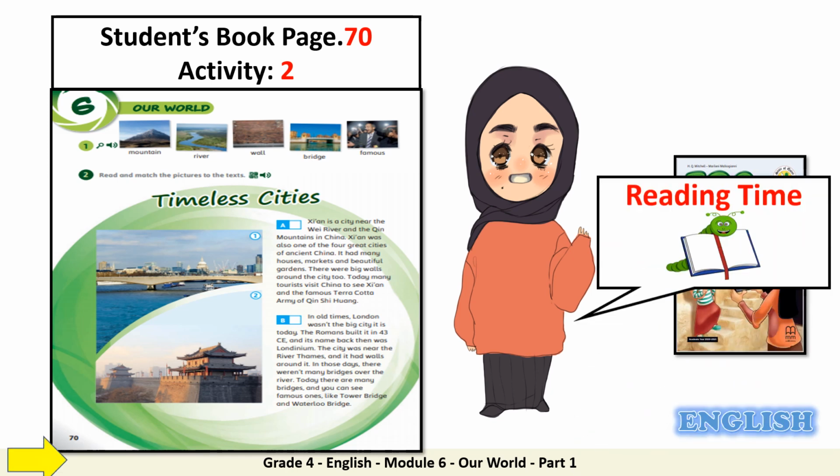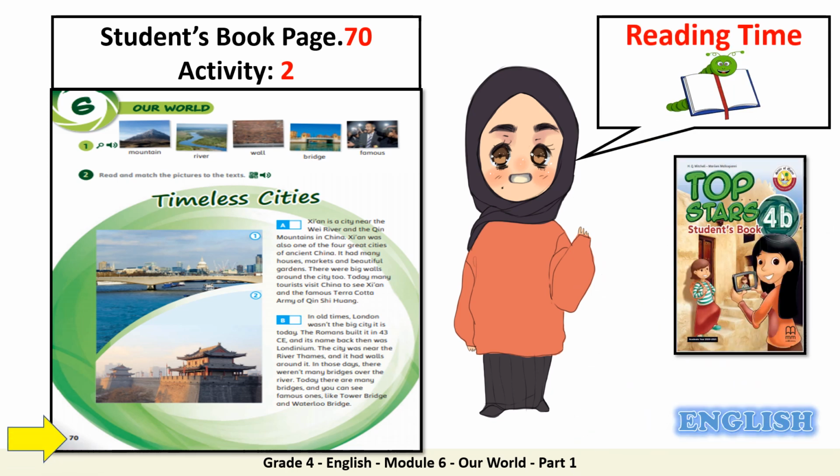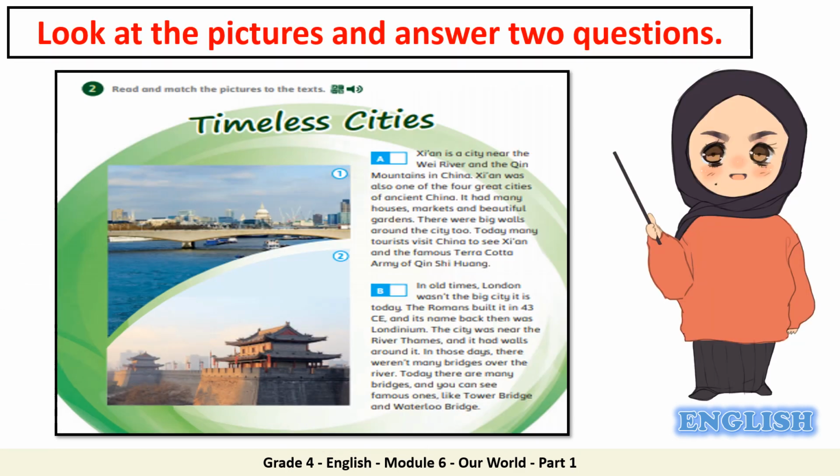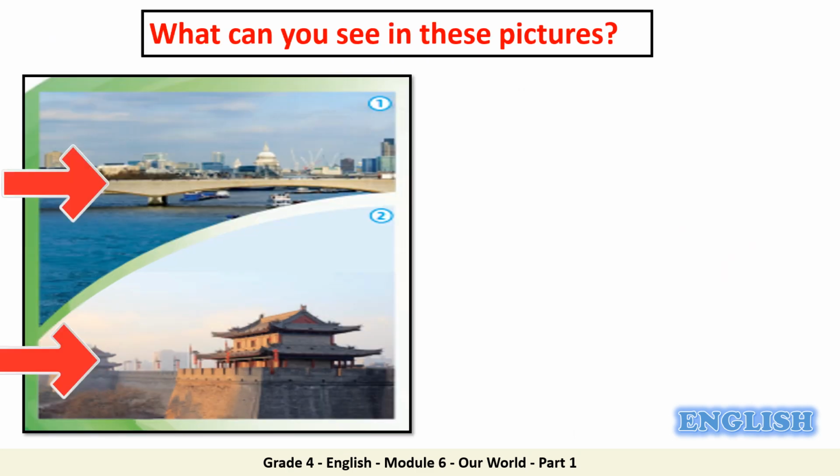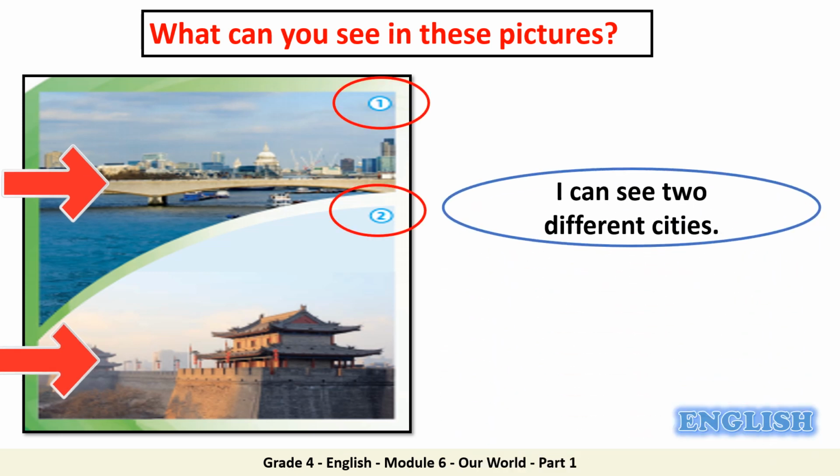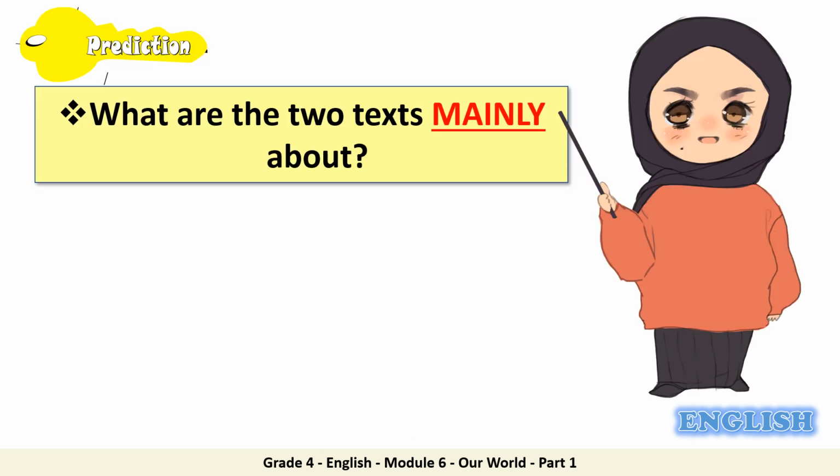It's reading time. Let's turn to the student's book, page 70. Activity number 2. Look at the pictures and answer 2 questions. Let's start with the pictures. What can you see? I can see 2 different cities. Well done. Let's start with the first question.